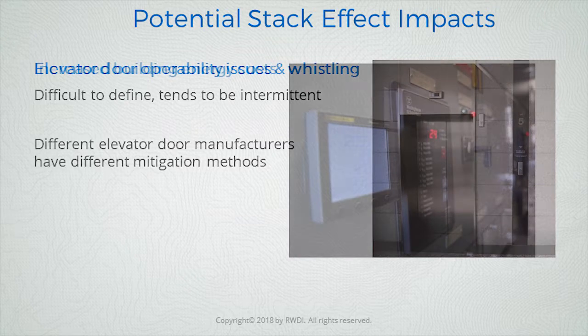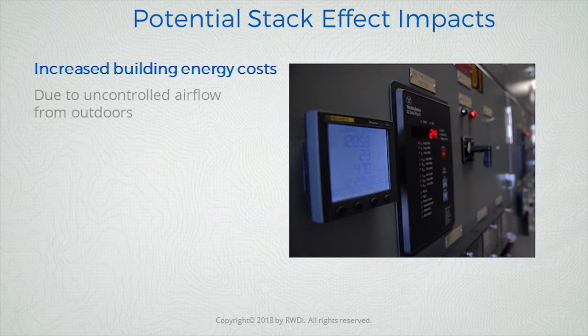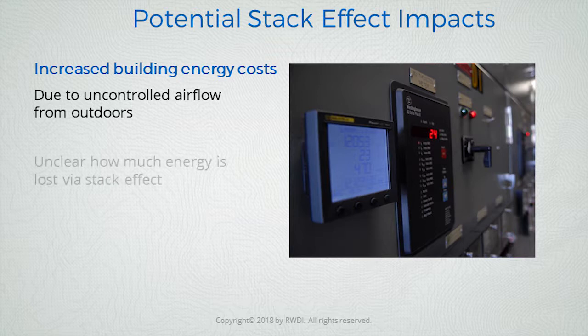And then finally, another one is increased building energy costs due to uncontrolled airflow from outside. So as you can imagine, if we've got a building and we're warming it in the winter, having uncontrolled air come in the bottom of the building can cause an unmanaged energy loss associated with heating that air that's come in. At the moment, it's not clear how much energy is actually lost via stack effect, and that's a piece of research that we have underway at our office, to evaluate that more completely.